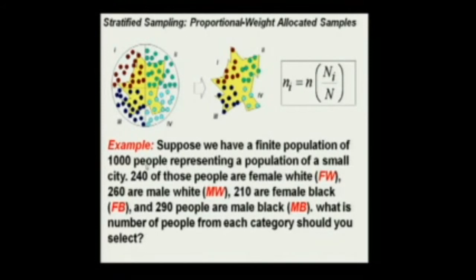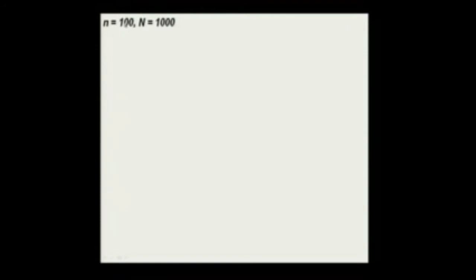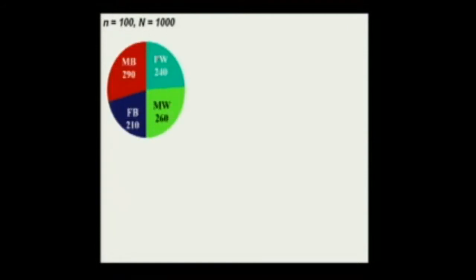Let's take a quick example here. Suppose we have a finite population of 1,000 people, representing a population of a small city. 240 are female white, 260 are male white, 210 are female black, and 290 are male black. What's the number of people from each category should we select? Here we need a 100 sample size. The population size is 1,000. And here is the pie chart that represents the divisions of each category and the sub-population size in each category. And applying the equation is very simple.